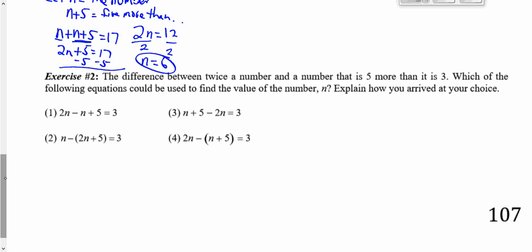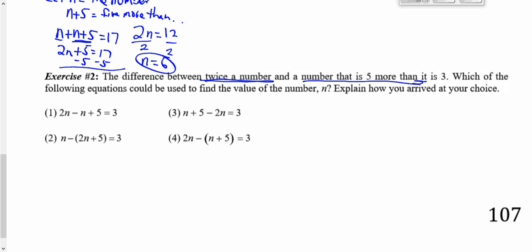Now, you asked about parentheses, and we're going to need to think about that with this one. So read this one over. The difference. What operation does that mean, difference? Between what? Twice a number, 2n. And a number that is 5 more than 3. No. Read carefully. That is 5 more than it. It being the number.